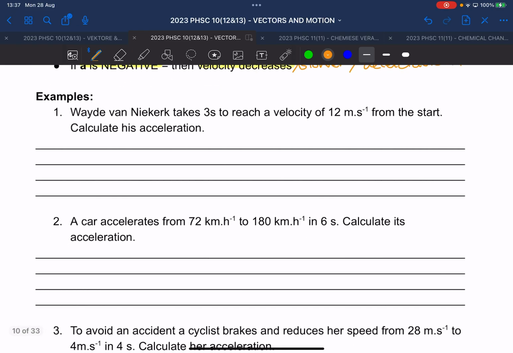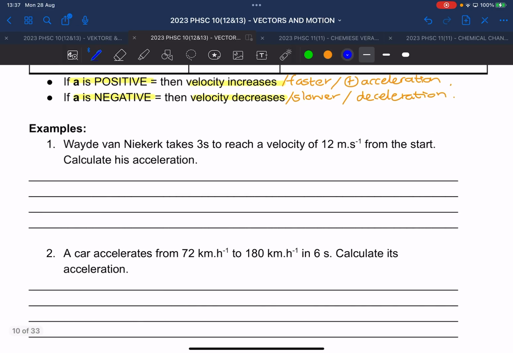Here we're back to Wade van die Kerk. It says Wade van die Kerk takes 3 seconds to reach a velocity of 12 meters per second from the start. Calculate his acceleration. Did you answer something? What did you answer? 10.